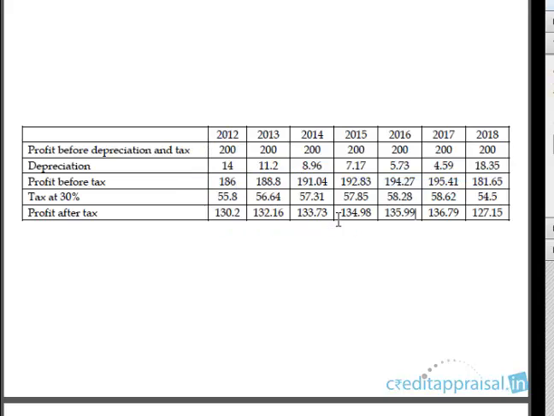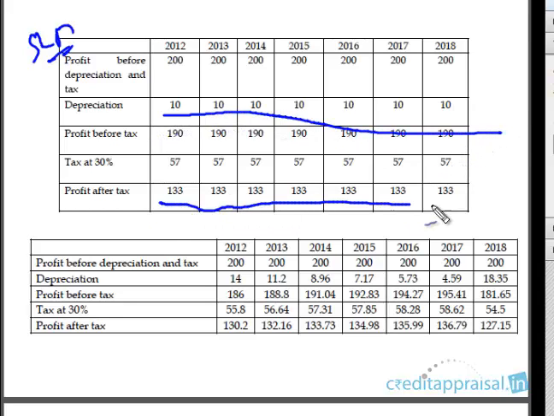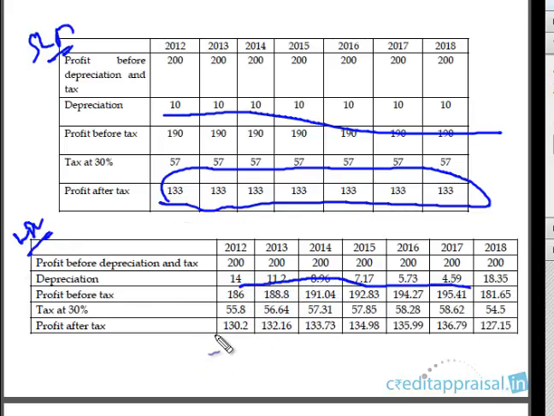So now we have arrived at profit after tax based on two methods, one as per the SLM and the other the WDV method. Let us put them side by side. These are the two calculation methods. This is as per the SLM. Under SLM, we have taken depreciation of 10 lakhs, so you arrive at a profit after tax of 133 lakhs every year. As per the WDV method, this is the depreciation which you got, and this is the profit you got. It's a difference in profit. See, this is 133 lakhs throughout. This starts from 130, and these are the figures, right?